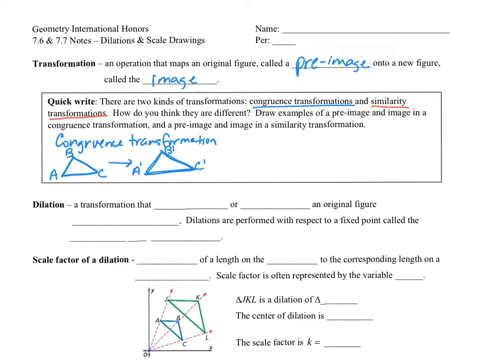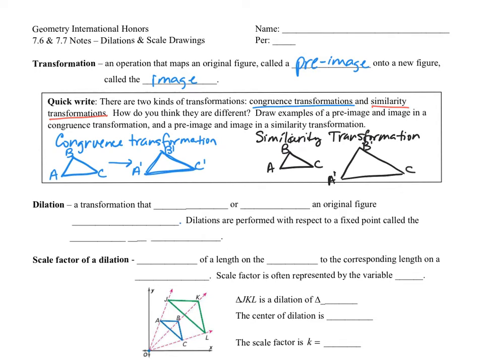But now let's take a look at an example of a similarity transformation. The similarity transformation that we're going to talk about is a dilation. So, a similarity transformation. Okay, so I'm going to take a small triangle. Let's call it triangle ABC, and then I'm going to dilate that. I'm going to make it bigger. And we end up with a triangle that's not congruent to the original triangle, but it is similar. They are the same shape but not the same size.